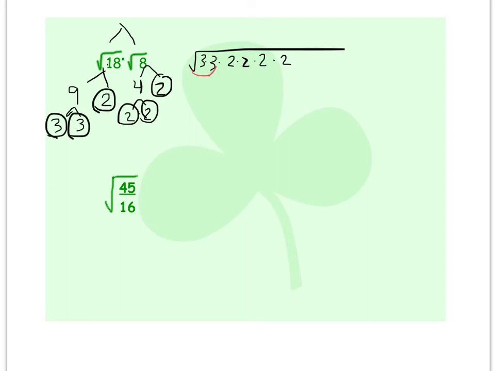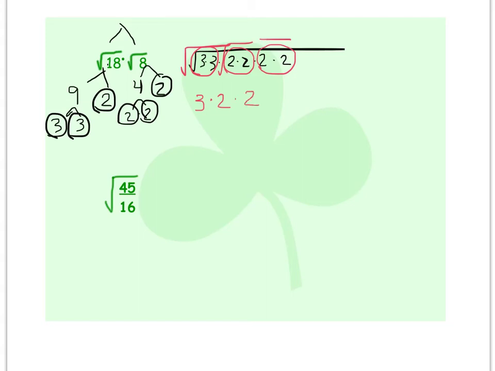Look for pairs. 3 times 3 would create a 9, and I do know the square root of 9 is 3. Another pair, 2 times 2. I do know that the square root of 4 is 2. And I actually have one more pair. 2 times 2 makes 4, and I know the square root of 4 is another 2.